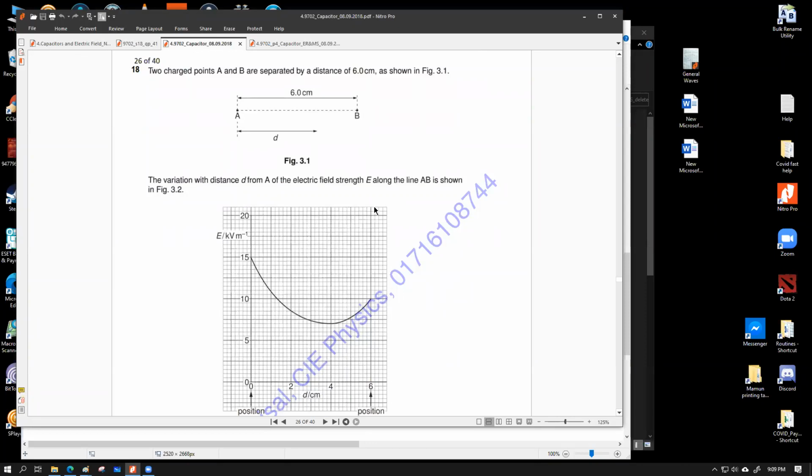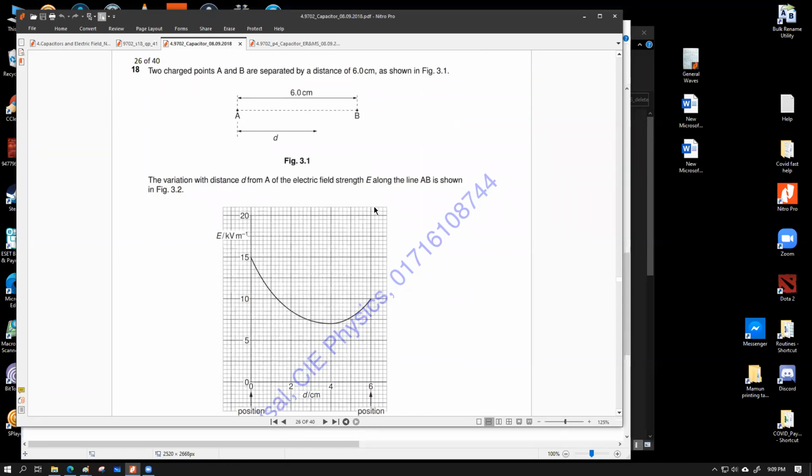Can you specify up to which distance it will decrease from the graph? 4 centimeters, sir. Exactly. So you had better incorporate that value because you are trying to describe. Adding a numeric value to your description is always a good thing.